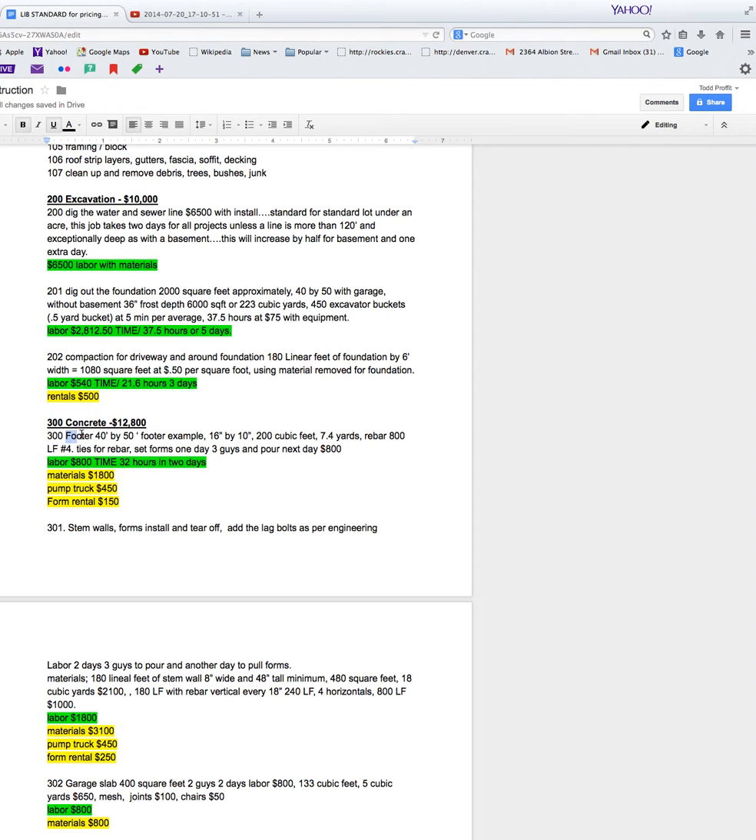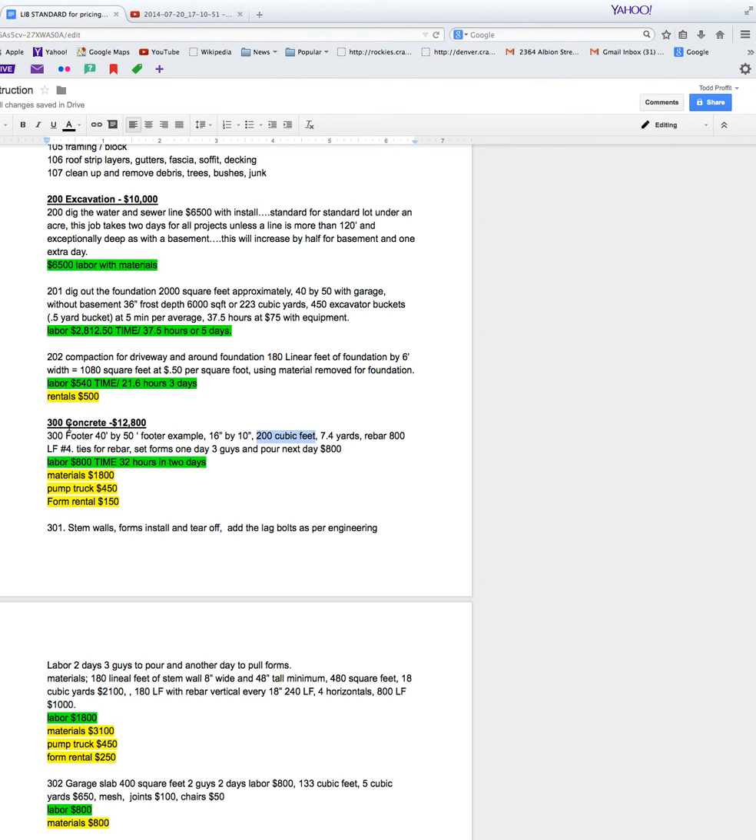So here you go, footer, 40 foot by 50 foot, footer example. Okay, you have to come out a little extra. Our standard footer size is 16 inches wide by 10 inches deep. What that does, that ends up being 200 cubic feet.